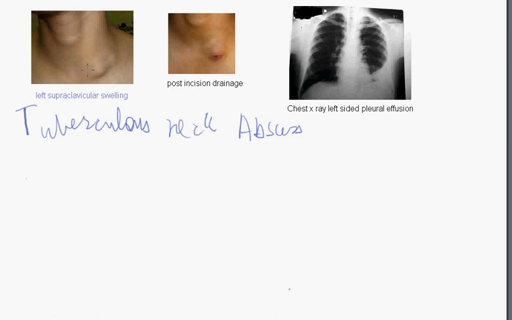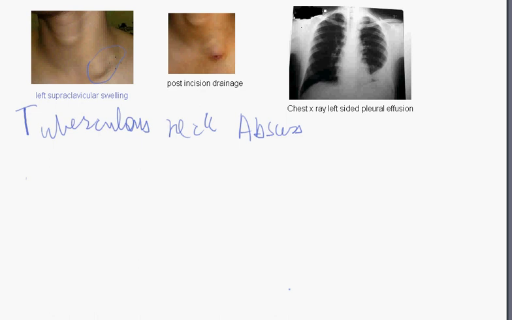This is the swelling just above the clavicle, supraclavicular area. Swelling was not tender. The skin over the swelling was normal. Patient did not have many of the acute inflammatory symptoms.